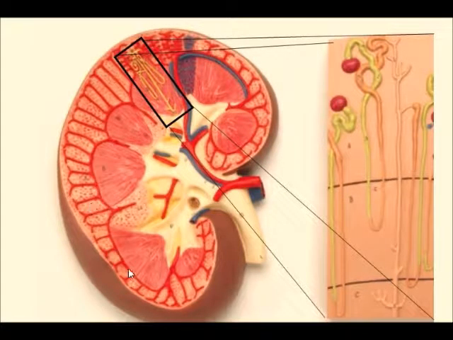Here we see a cross-section of a kidney again, and shows the position of the nephron from the cortex into the medulla region. And there's a nephron at a higher power. There's about 1 million nephrons in a kidney.